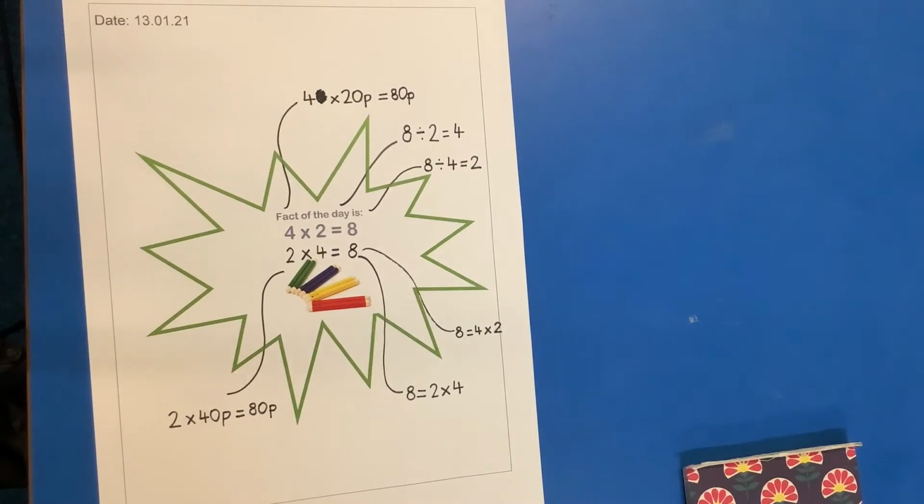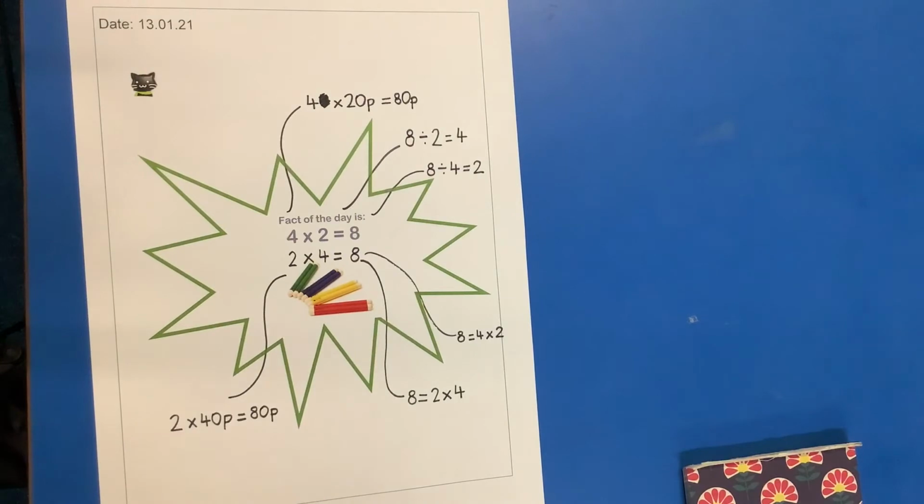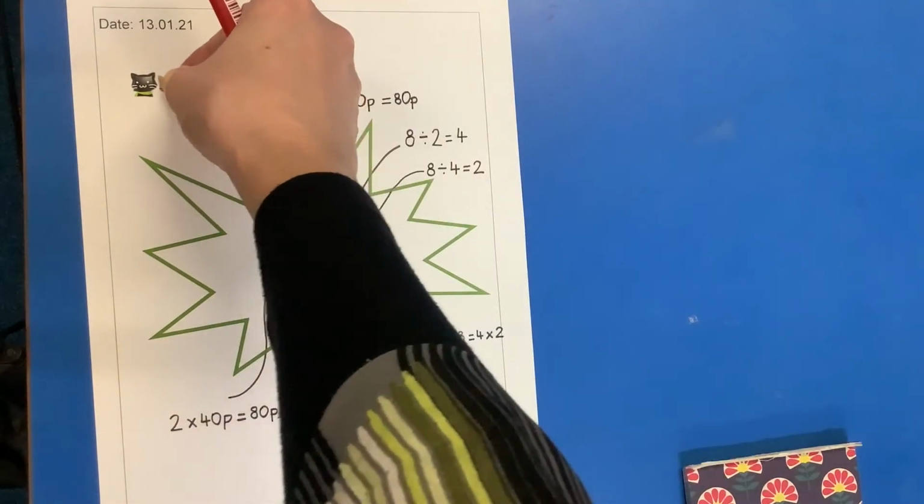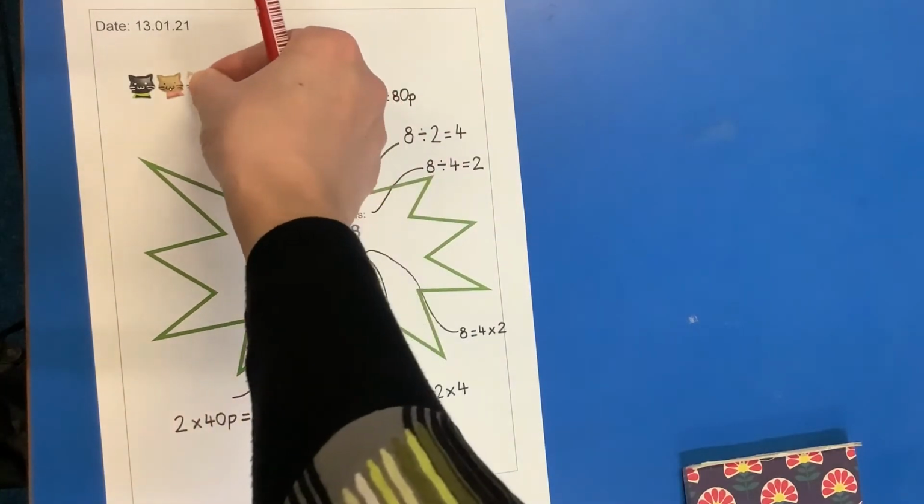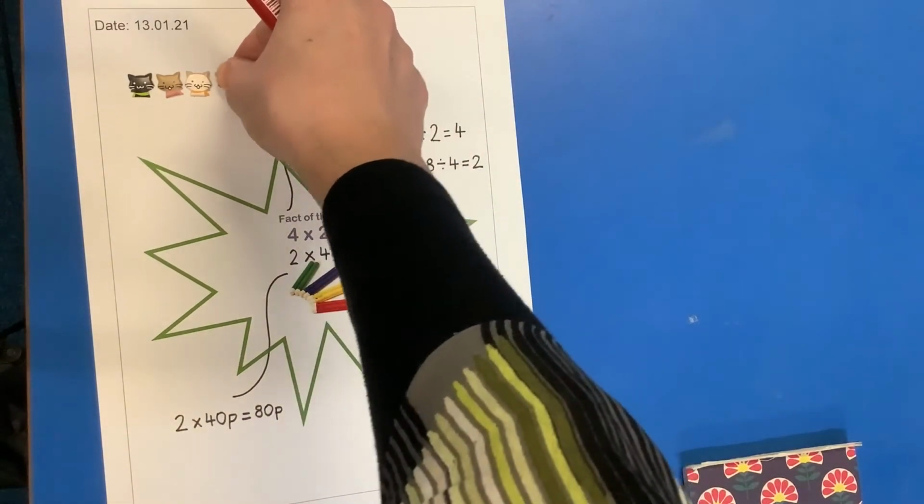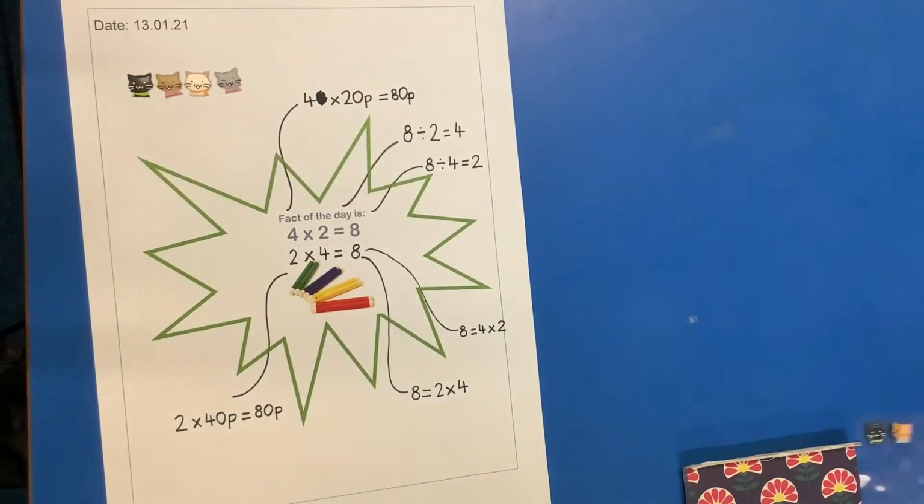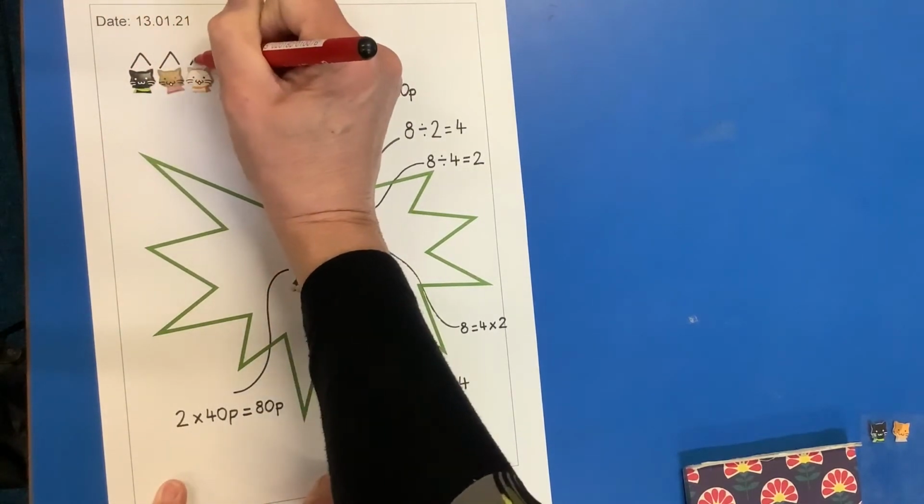Thinking about adding some drawings to our fact of the day, I'm cheating here, so I've got some nice stickers. Guess what they've got on them, as if you couldn't guess, because I am slightly obsessed with cats. So if you've got any stickers at home that might help you to show a fact of the day. On my little cats here, I've got 4 cats, and each of the cats has got 2 ears. So I'm just going to use the ears as an example.